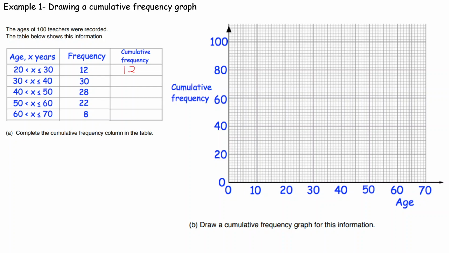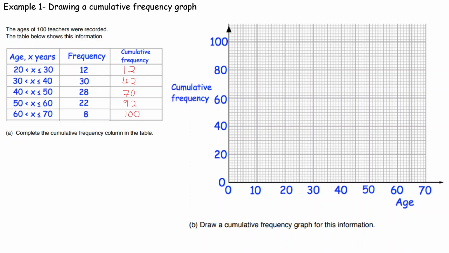Cumulative frequency is a running total, so we've then got the first 12 plus the next 30, which is going to be 42. We've then got 42 add the 28, which is going to give us 70. You've then got 70 and 22, which is going to give you 92. And then plus that 8 at the end is going to be 100.